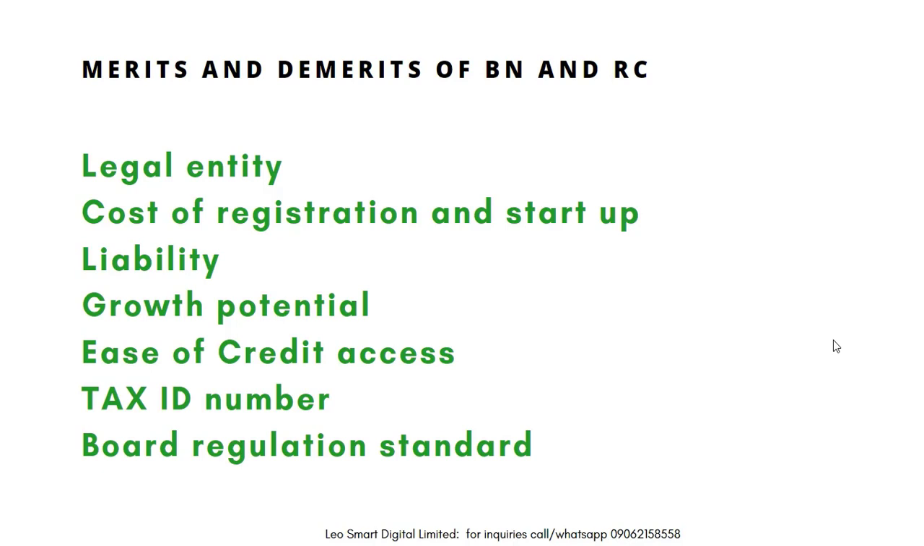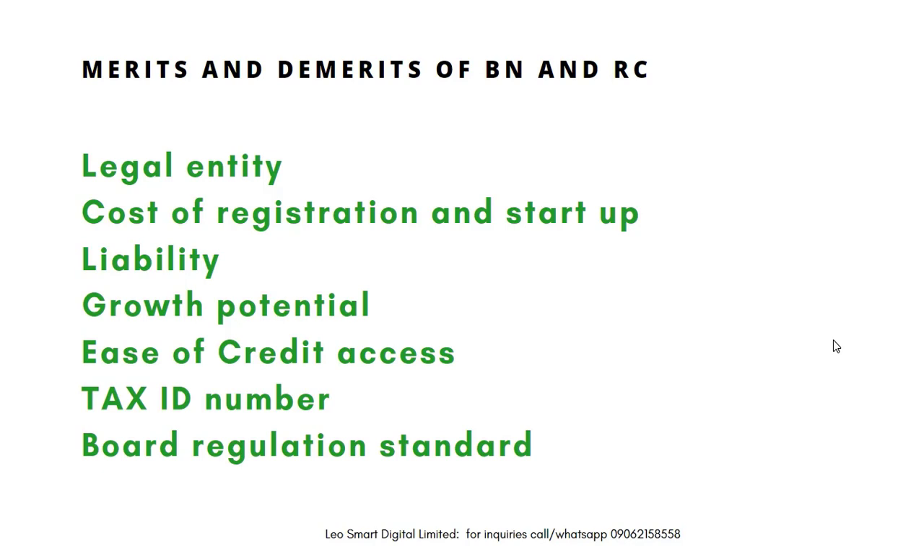Now, on ease of credit access, as I've already said, it is easier for a company to get credit facilities because they are well structured. We have a board of directors. Now, the tax identification number: when you register a business name, it doesn't come with a tax identification number. You can pay to get that, or you visit the FIRS office of the state where the business is domiciled to apply for it. But for a company, when you register a company, the certificate comes with the tax identification number.